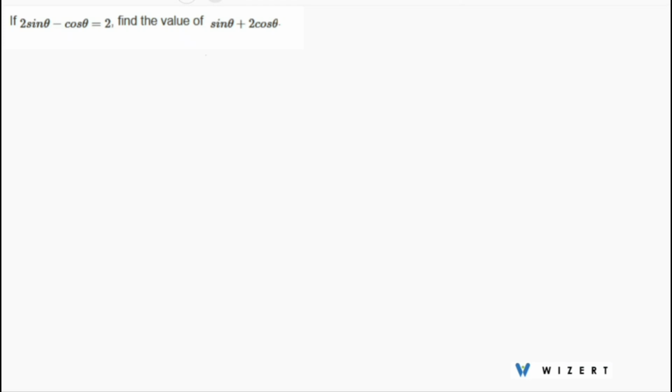We have this question here. If 2 sine theta minus cos theta equals 2, then find the value of sine theta plus 2 cos theta. So let's square the given equation, that is 2 sine theta minus cos theta equals 2.